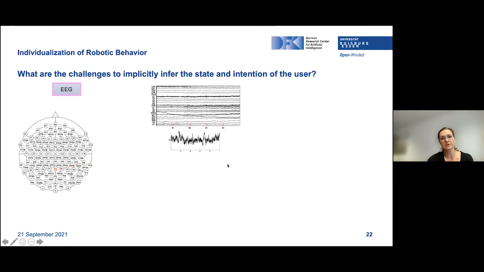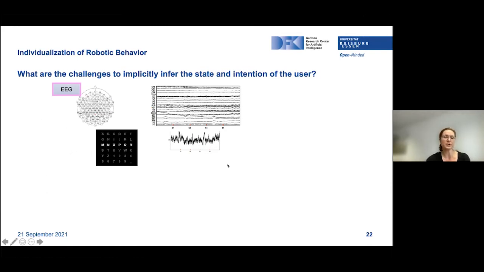So if you look into this example, so for example, if you want to read a speller, you probably all know this figure from a speller where you maybe want to choose the O right in the middle. You maybe want to choose the O, and whenever the O shows up, it's blinking up in columns or lines, then your brain will react on that. So you will have an activity in your brain at a certain point. That's the point where the O shows up, and in this window you should have an activity. It's a so-called event-related activity.